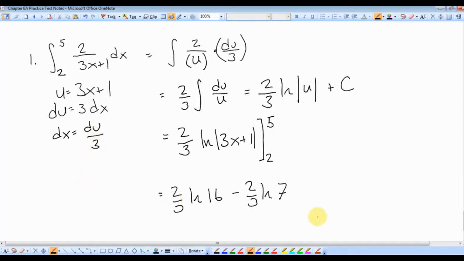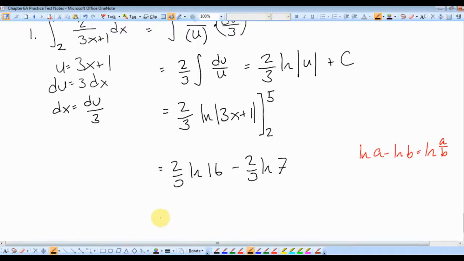You're going to use properties of logs. And the property that we're going to be using is the natural log of a minus the natural log of b equals the natural log of a over b. We're going to use that right now to say that this is equal to 2/3 the natural log of 16 over 7. That takes care of number 1.